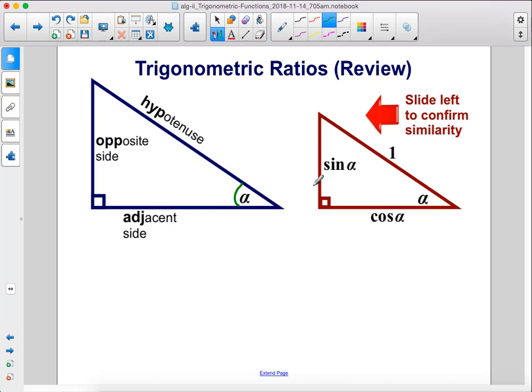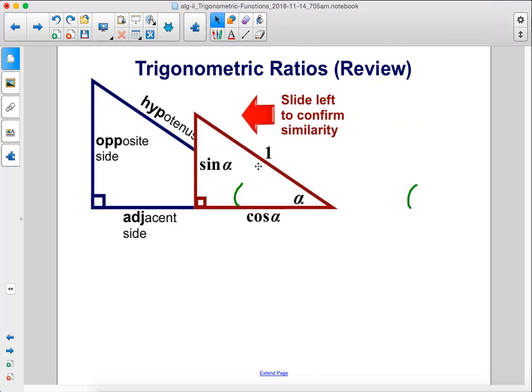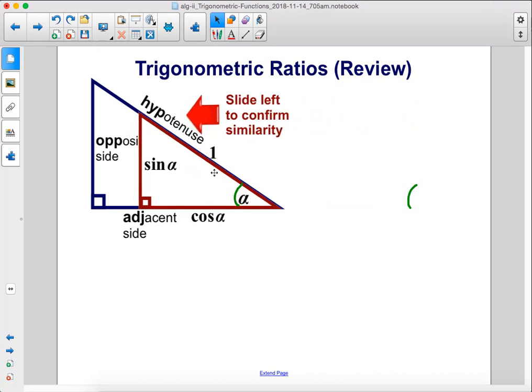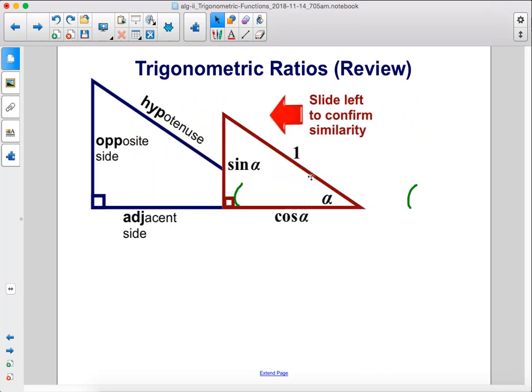And so here we have a similar triangle. It has different side lengths than this one. This is a smaller triangle, but all the angles are the same. So we still have angle alpha, and if we slide this over, not this, but this, you'll see that it fits right in there perfectly because this angle is the same.